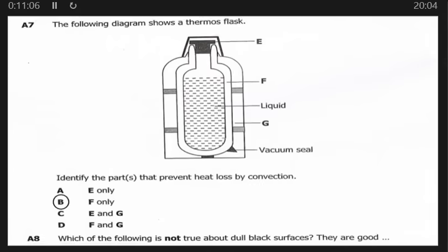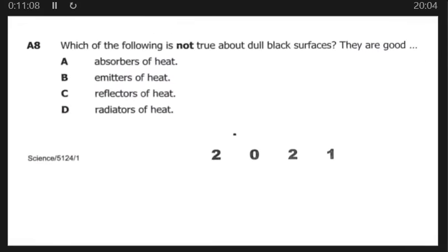All right, so let's go to another question. This is question A8. So question A8 reads, which of the following is not true about dull black surfaces? They are good A, absorbers of heat. It's true. Dull black surfaces, you know that they are good absorbers of heat.